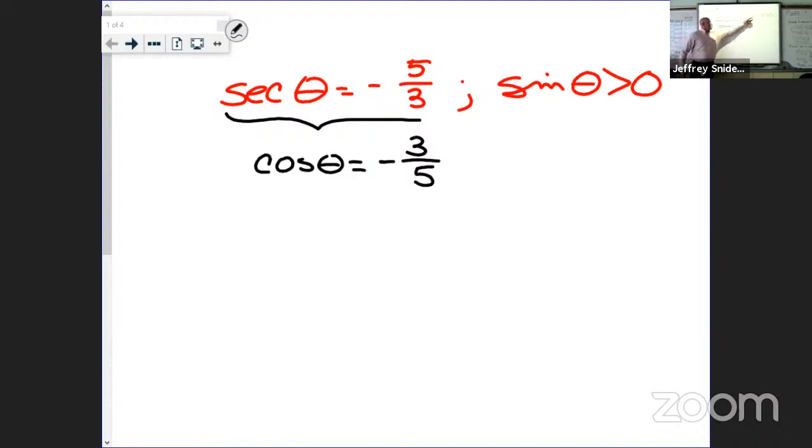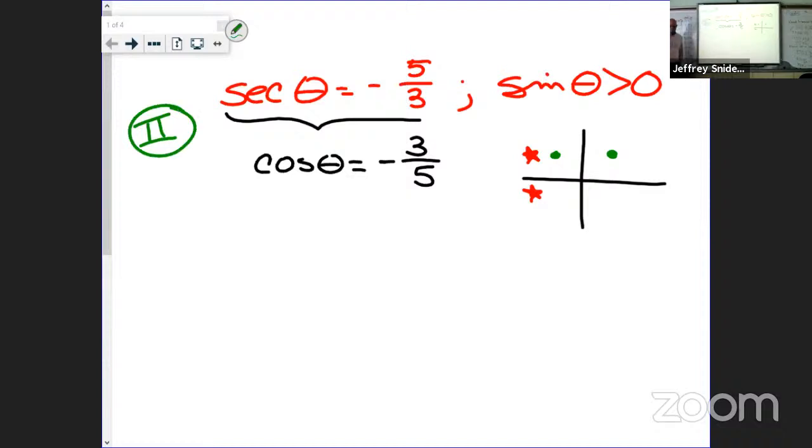Now, what do I have? I've got a negative cosine and a positive sine. Cosine is negative in quadrants 2 and 3. Sine is positive in quadrants 1 and 2. That means I am in quadrant 2. Okay? What you were supposed to do is solve for what? Theta. Okay? So let's think about this.